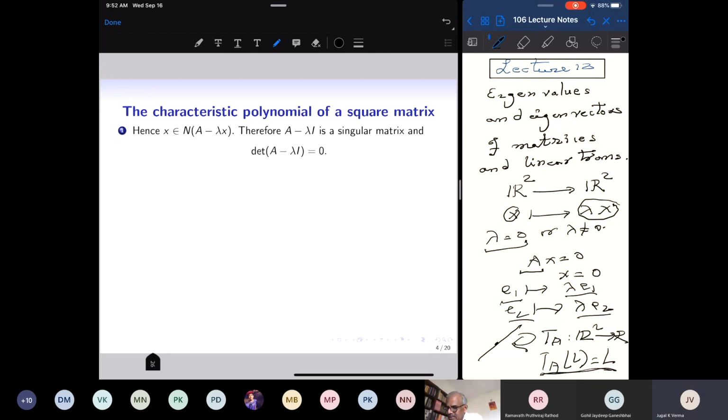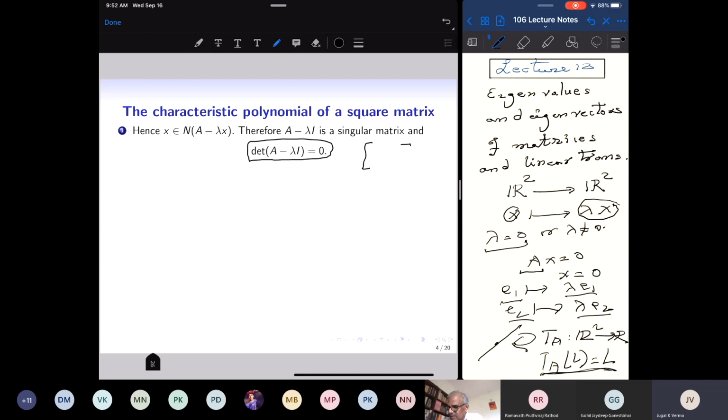Once the determinant of A minus lambda I is 0, A minus lambda I is a singular matrix, and therefore we can find some x in the null space. So in order to find eigenvectors and eigenvalues, we can just look at this equation, the determinant of A minus lambda I. Okay, this is a polynomial in lambda of degree equal to the order of this matrix.